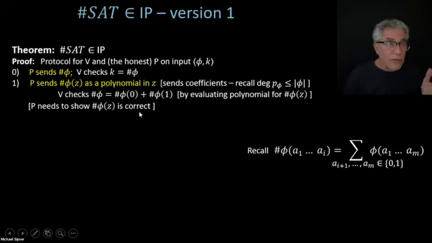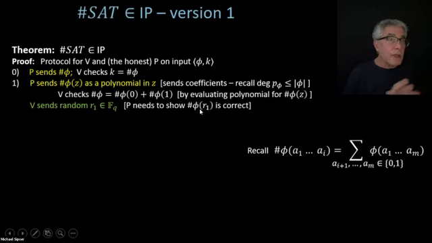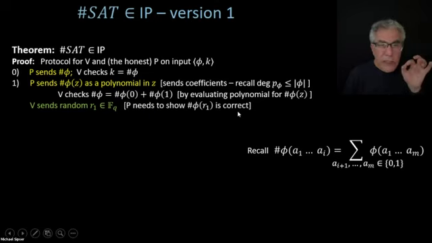So in order to show that phi of z is correct, the verifier now gets to pick a random value in the field, and the prover is going to show that evaluating that polynomial at R1 is correct. And remember, this looks a lot like what we had from before, where we were showing that number phi of 0 is correct and number phi of 1 is correct. Now we're trying to show that number phi of R1, this random value from the field, is correct.